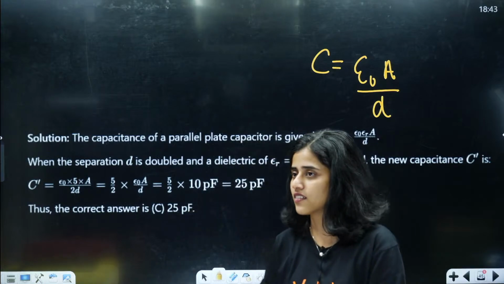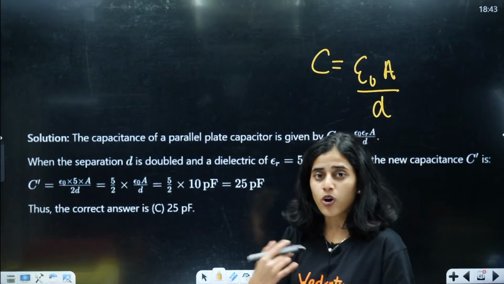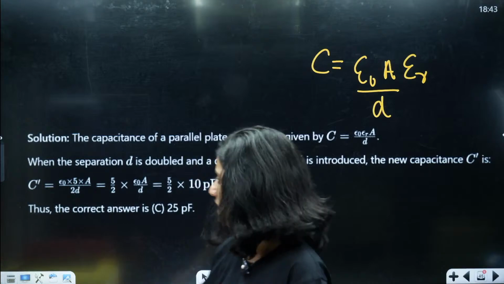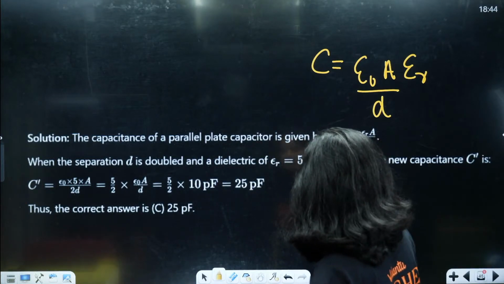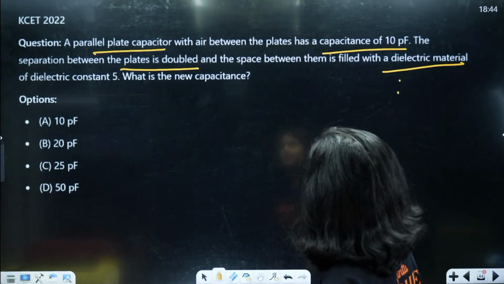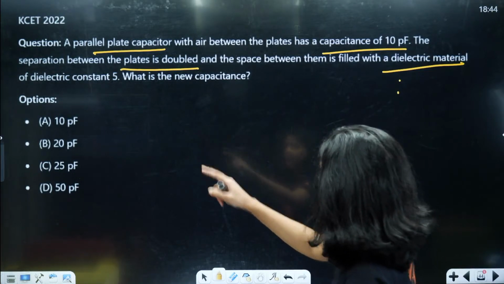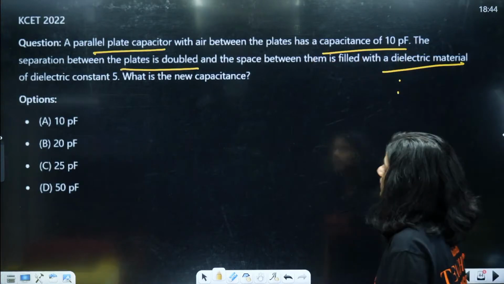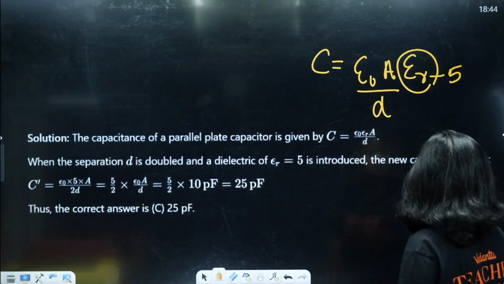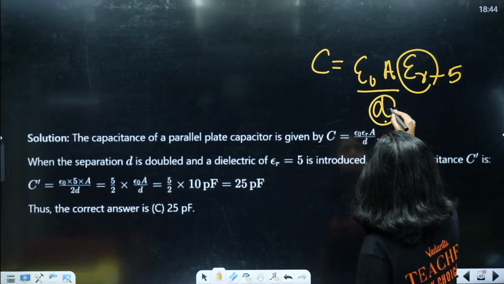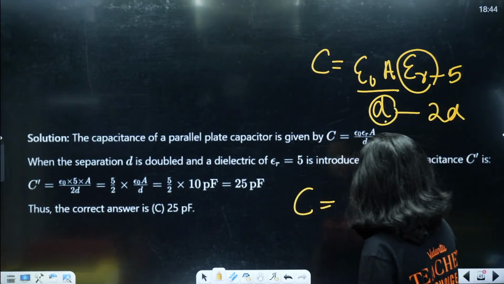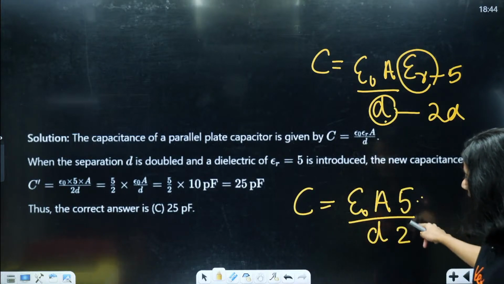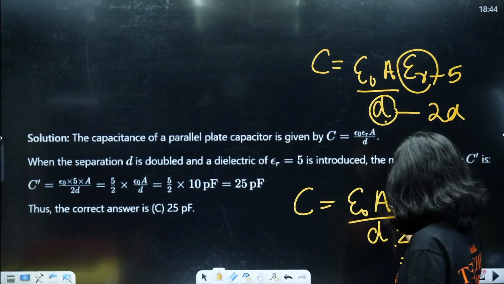But in this question, it says that there is a dielectric medium. So I have to modify this formula. I have to add another term, which is epsilon R. Epsilon R represents my dielectric medium. And then it's just substitution. Let's say, what are the numbers? 10 picofarad, and the dielectric constant is 5. Another thing, the separation distance is doubled. So D becomes 2D. So capacitance basically becomes epsilon naught A times 5 by D into 2. These two terms are added on because the distance is doubled and there is a dielectric. So this much is your capacitance.